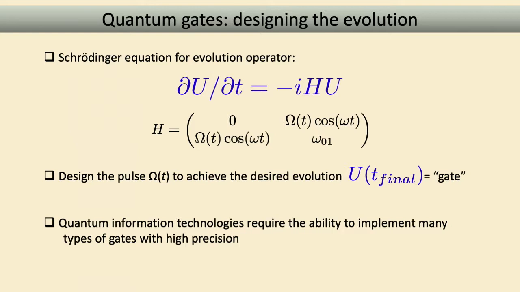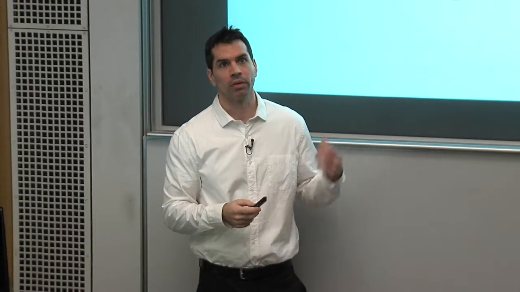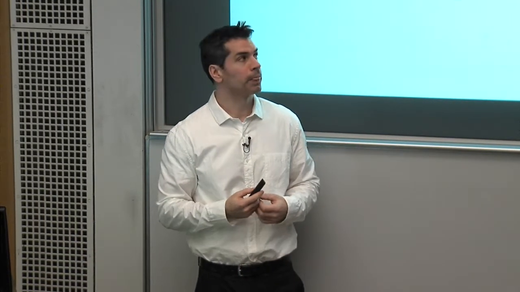For a qubit, the Hamiltonian is just a 2x2 matrix. There's some energy splitting on the diagonal here. That's the difference between the spin up and the spin down. And then there's a driving term. This could be a time-dependent magnetic field that rotates spin up to spin down. So this is how I describe a driven qubit. And really, any driven qubit could be described this way, not just a spin qubit.